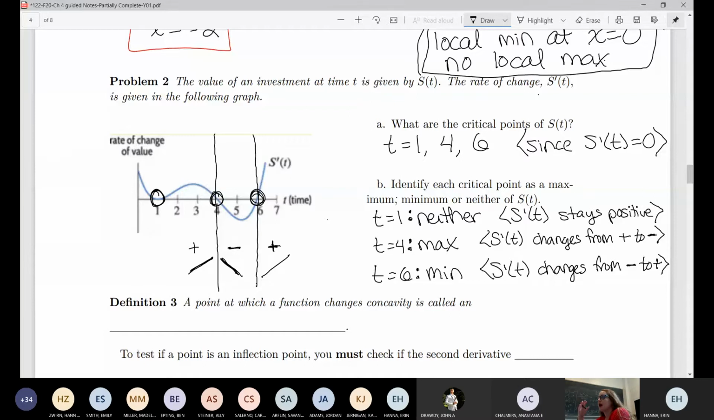So even though we didn't have any sort of equation at all, we could still figure out if it was a max or min just based off of this derivative graph and how it changes, whether it changes sign or not. Questions, concerns on that?